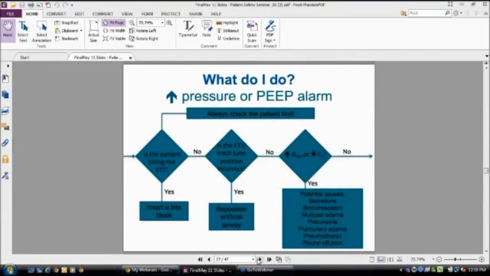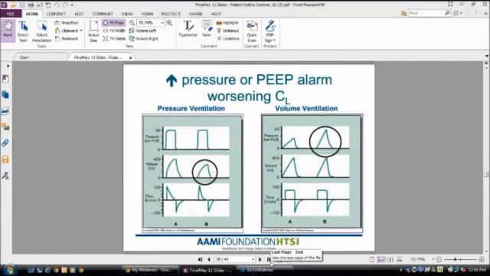So the next slide shows us some graphics of increasing pressure or PEEP alarms due to worsening compliance. So we'll focus on the left side of the screen, and the waveforms on line A. On the left-hand side here we have our pressure, volume, and flow scalars.